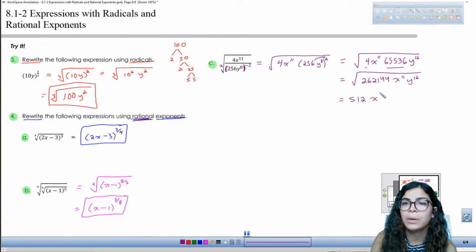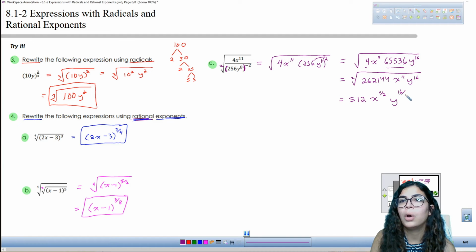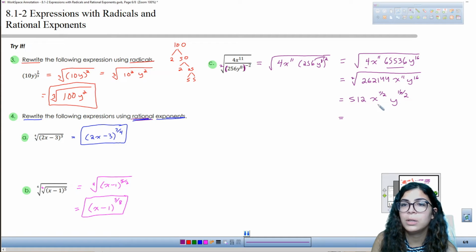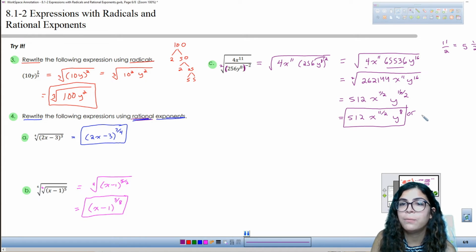And then x to the power of 11, this is the square root, so the denominator of that fraction would be 2, and then y to the power of 16 over 2 as well, because that also had the square root above it. So we can obviously simplify 16 over 2 is 8. So we have 512 x to the power of 11 over 2, y to the power of 8. Now you can leave this like this, or you can split up, right? Because 11 over 2 is an improper fraction. 11 over 2 is 5 and 1/2. So we have 5 full copies of x.